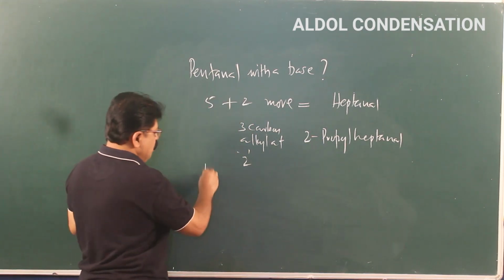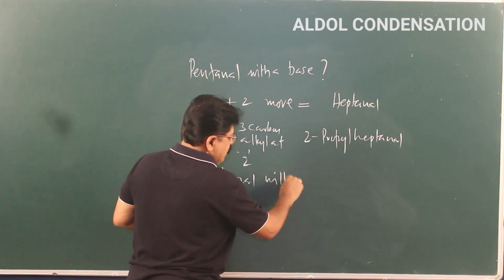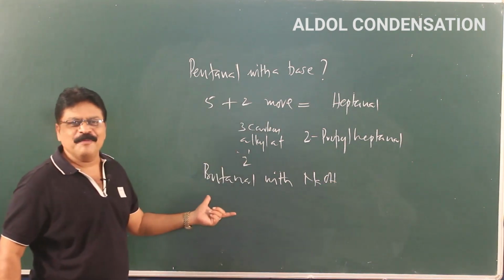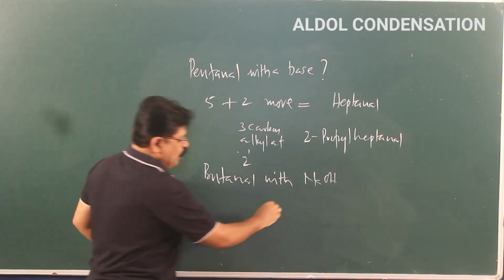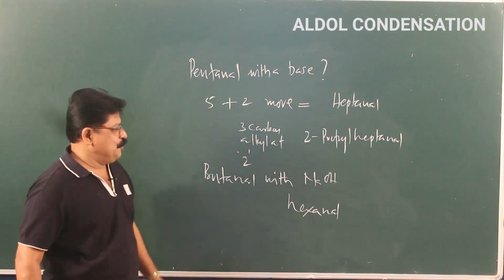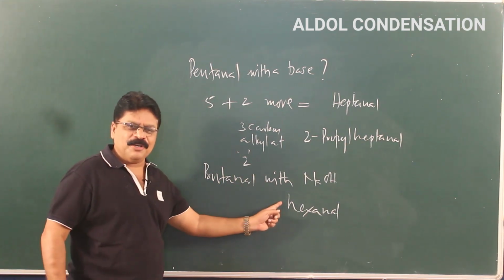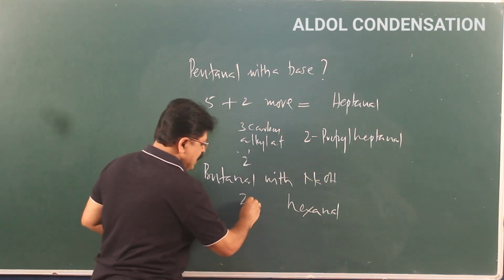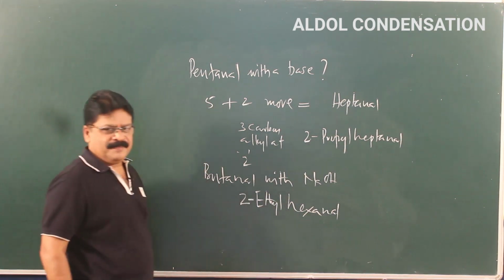Suppose somebody asks us the product of butanal with NaOH. Very easy. Butanal, how many carbons? 4. How many do you have to add? 2 more. So the product will be what? Hexanal. So 4 from this, 2 from the second aldehyde molecule. How many are left there in the second molecule? 2. So where will that be? At the second carbon. So it will be 2-ethyl hexanal.